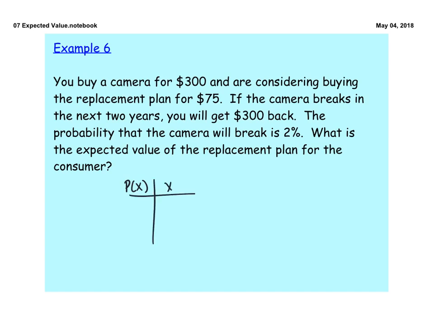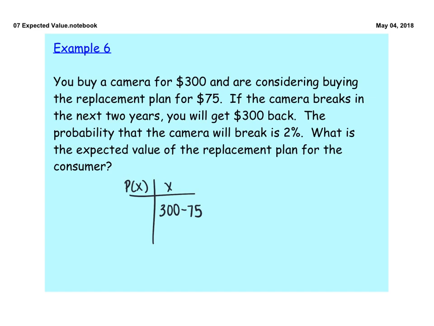So let's just set it up like this, like we have been doing. There's 2 different outcomes, right? So if your camera breaks, you get the $300 minus $75.